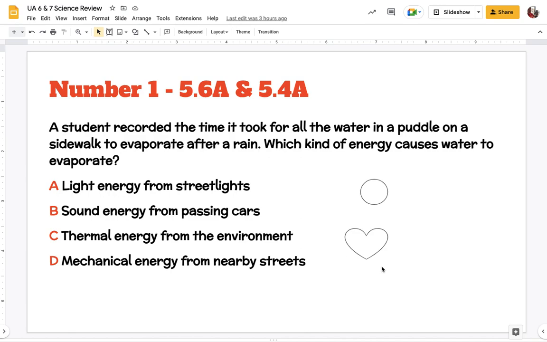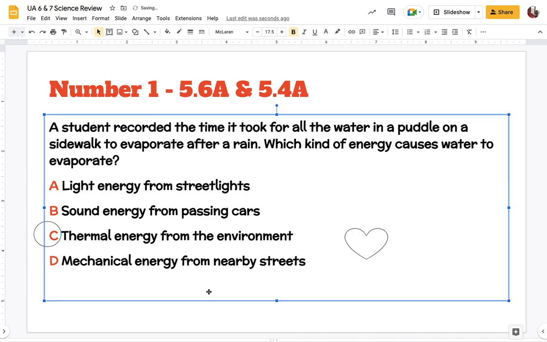Okay, and what is the energy from the sun that causes things to evaporate? Is it the light or is it the heat? If you said heat, you would be correct. So that means your answer should have been answer choice C for thermal energy from the environment.